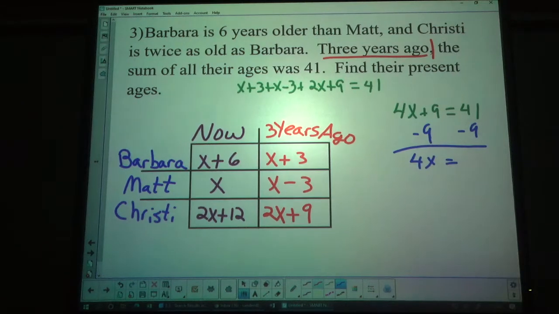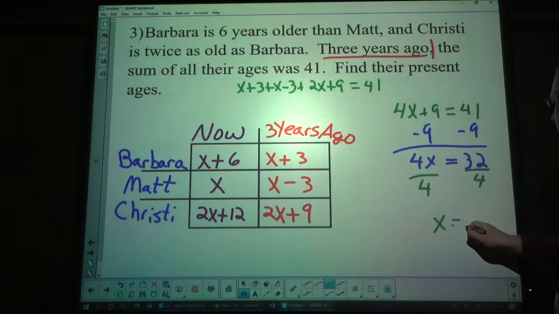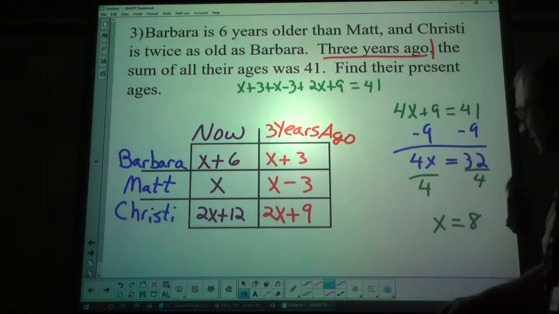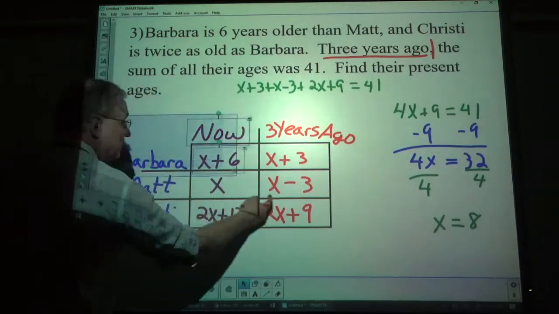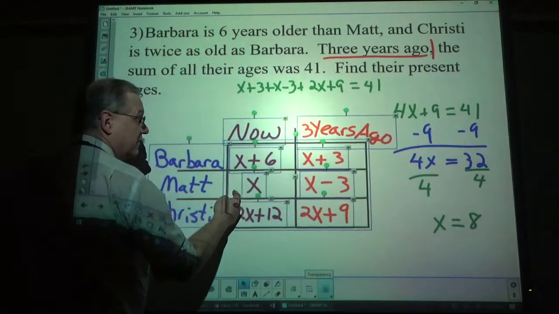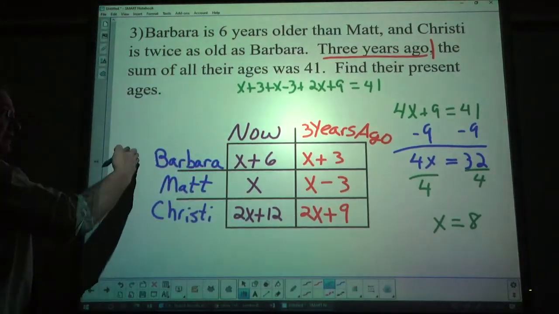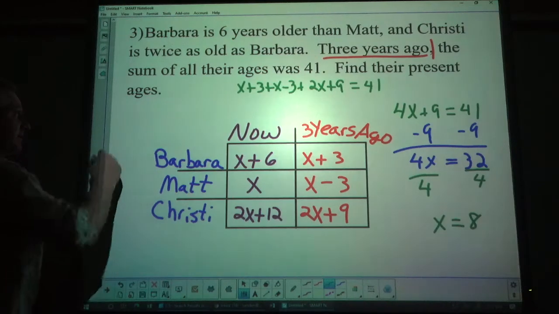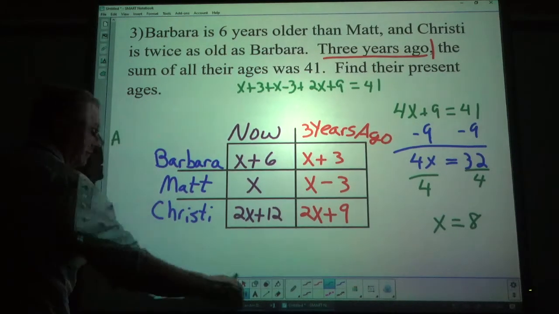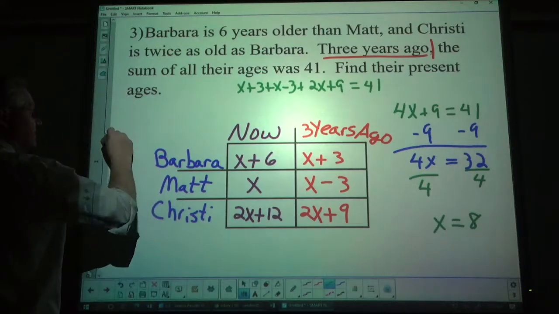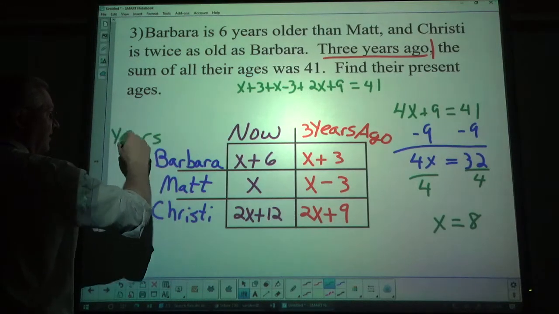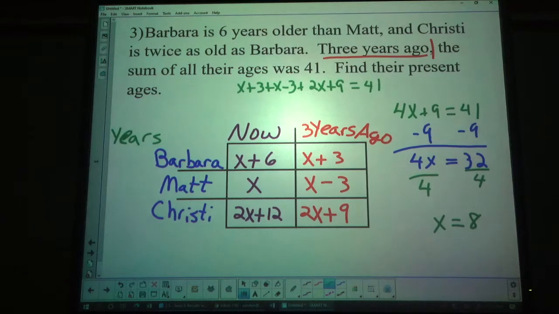Let's see, 41 minus 9 would be 32. And then divide both sides by 4. X is 8. Now, what do I want to know? Their present ages. Now sometimes it's actually helpful to leave yourself a little room on the left-hand side and just write in their present ages on the side. Let's see. This is years, instead of having to label each one years. So Matt is 8.